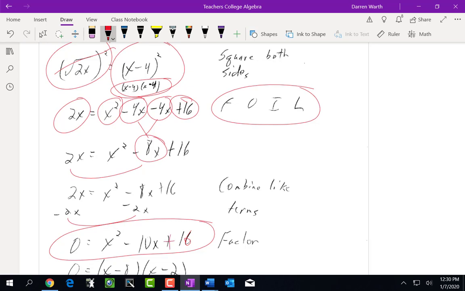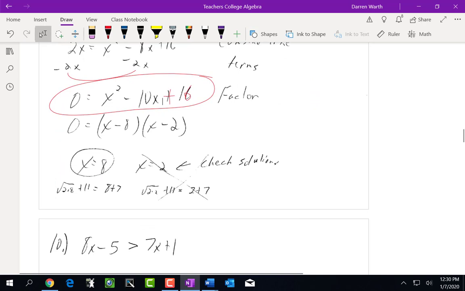So now we just have to factor this. The factors of 16 that add up to negative 10 are negative 8 and negative 2. So I go ahead and factor this to x minus 8 and x minus 2. So I set each one of these factors equal to 0. This gives me 8 as an answer. This gives me 2 as an answer.